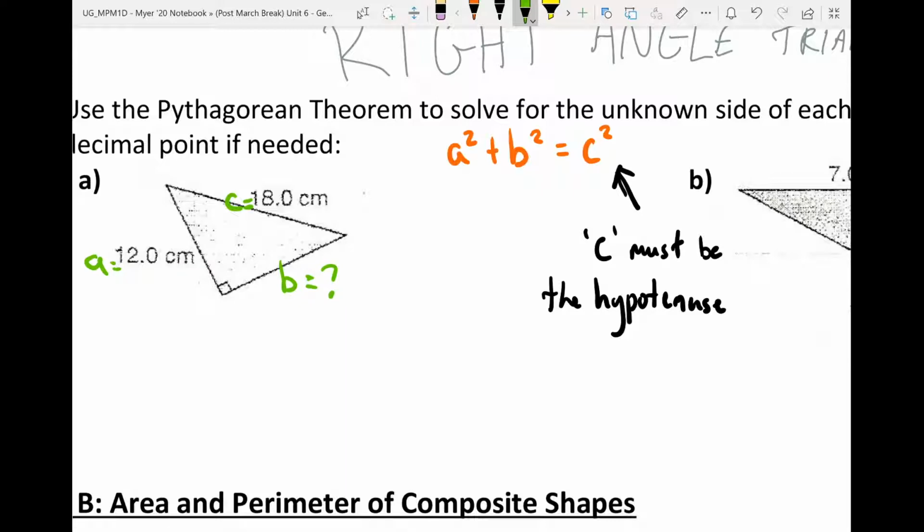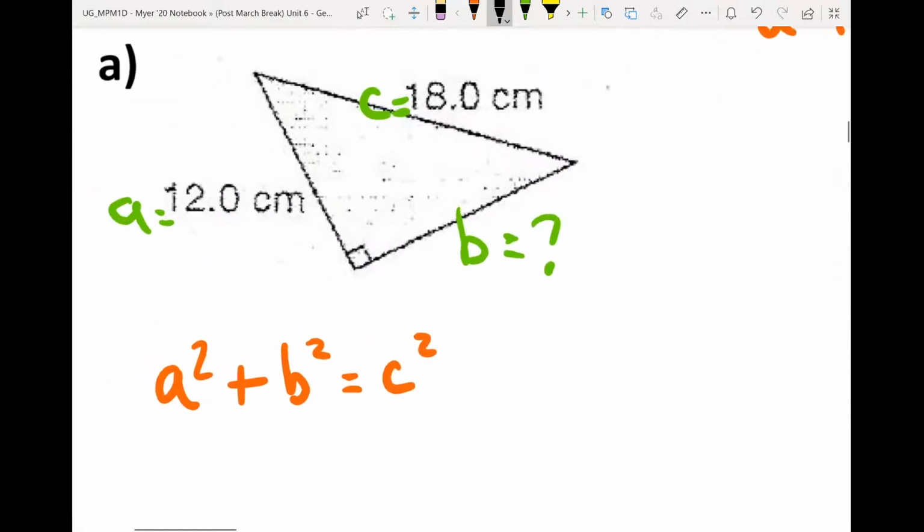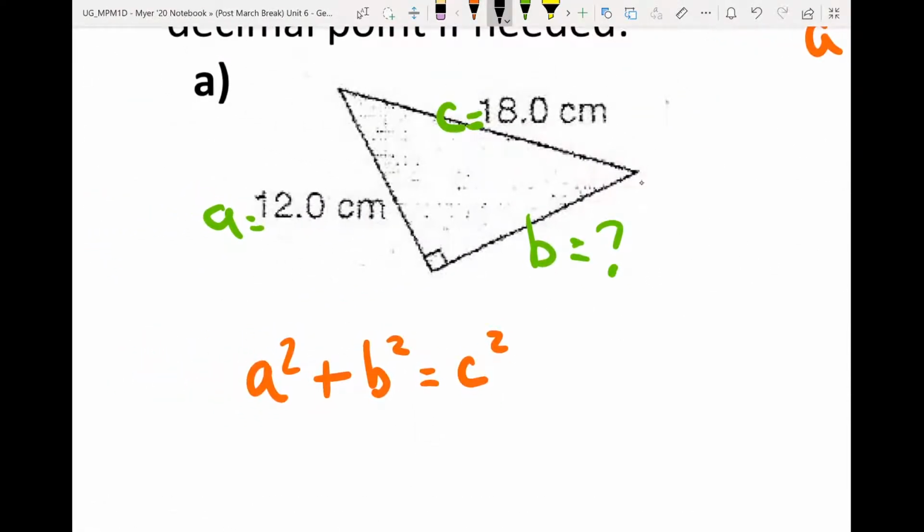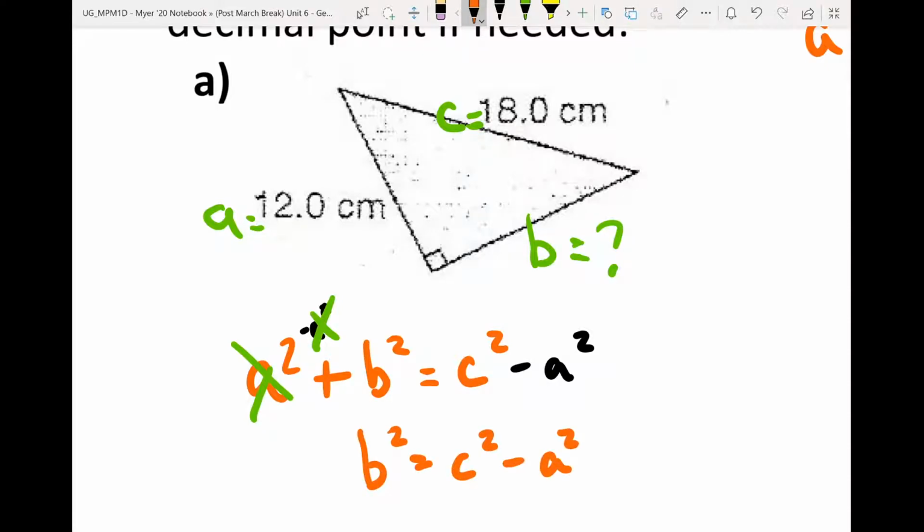So if we're solving for B, we rearrange our formula. Let's take our original formula for a second. A squared plus B squared is equal to c squared. Now, if I wanted just to get b squared by itself, I have to get rid of a squared. So I'm going to subtract a squared, and whatever I do to one side, I have to do to the other side. Once I've subtracted a squared, these two cancel each other out, and we're just left with b squared is equal to c squared minus a squared.